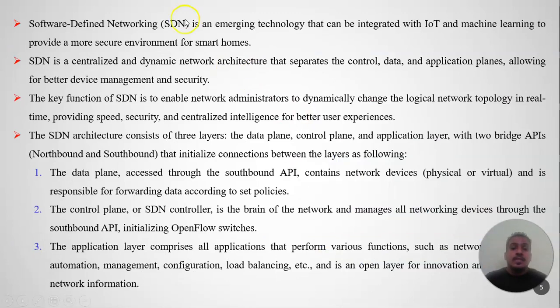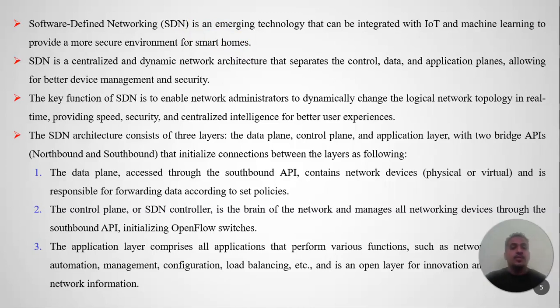Software-defined network, SDN, is an emerging technology that can be integrated with IoT and machine learning to provide a more secure environment for the smart home. The SDN is a centralized and dynamic network architecture that separates the control, data, and application planes, allowing better device management and security. The key function of SDN is to enable the network administrator to dynamically change the logical network topology in real time, providing speed, security, and centralized intelligence for a better user experience.